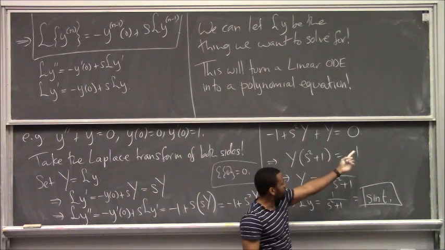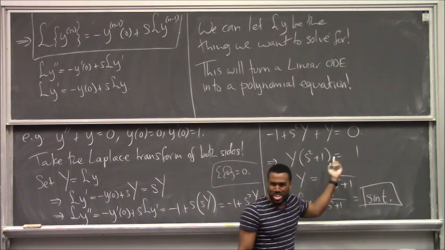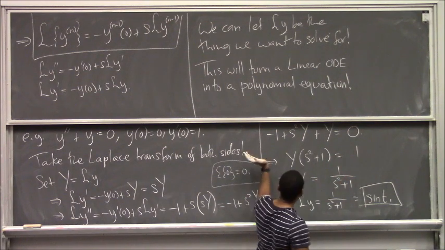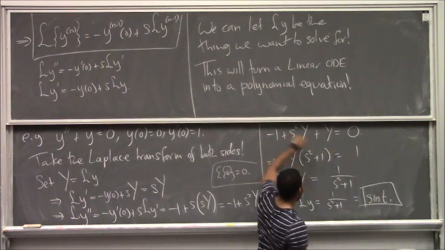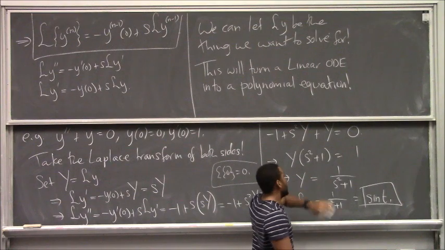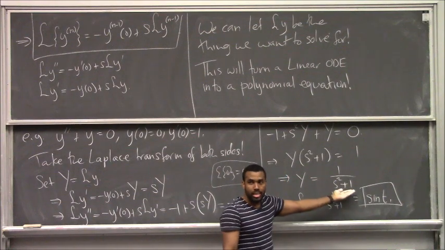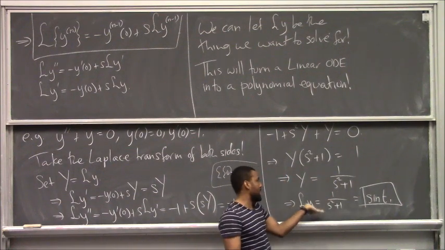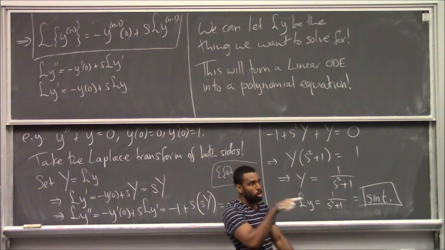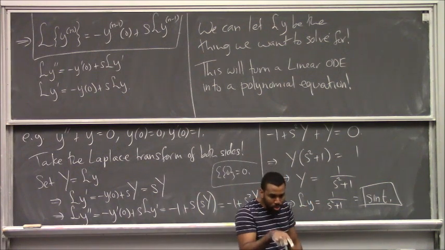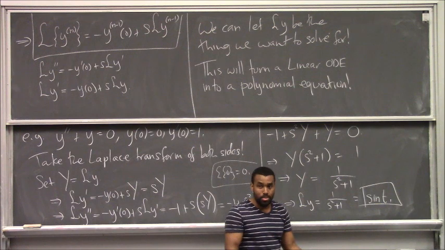Then I end up in a situation where that's a linear equation. Just separate the Y's: bring everything that doesn't have a Y to one side, factor out the common Y, and divide by that. You're going to get an answer in terms of s. That's the Laplace transform of the answer. What do you do now? Go back to the table. If it looks like this, that must be the function it came from. That's the answer. Thank you.